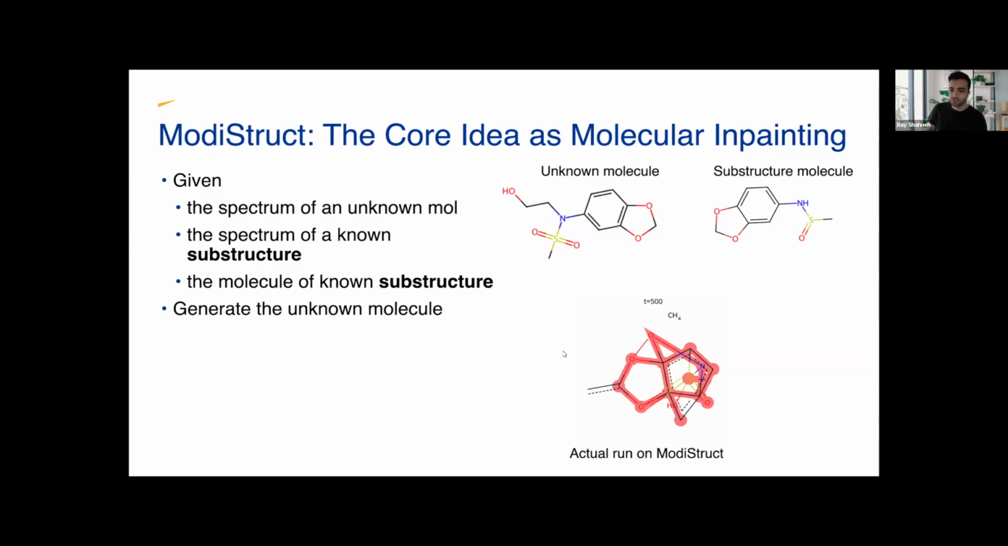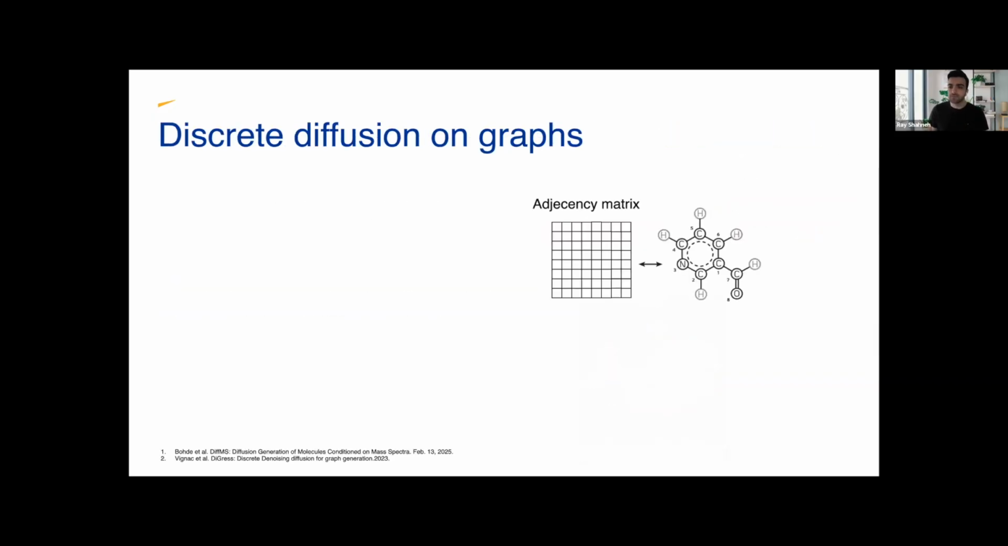So let's first look at an actual run of Modistruct, where it just does these gradual denoising steps until it reaches the final version, which is the complete denoised version. And you can see as the time progresses, it is matching more to the substructure and the actual final result. And once it is done with denoising, we can see the actual final result for the unknown molecule. Now, how does it work?